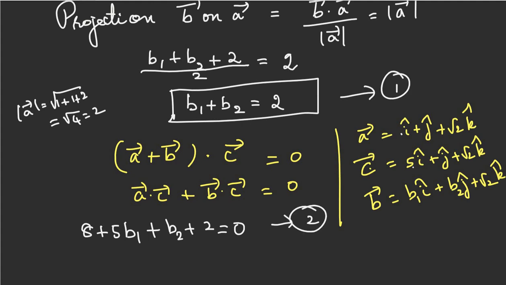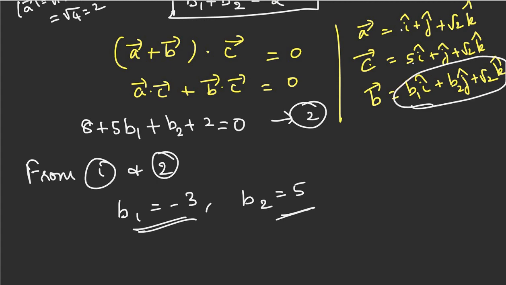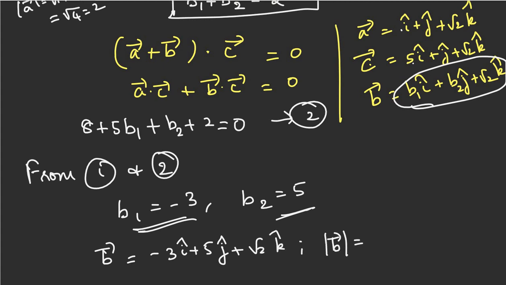Now solving both equations 1 and 2, we get B1 is equal to minus 3 and B2 is equal to 5. Now substituting the values of B1 and B2 in our B vector, we get B vector is equal to minus 3 i cap plus 5 j cap plus root 2 k cap. Now we want the modulus of B vector. So modulus of B vector will be equal to root of 9 plus 25 plus 2, which is equal to 6.